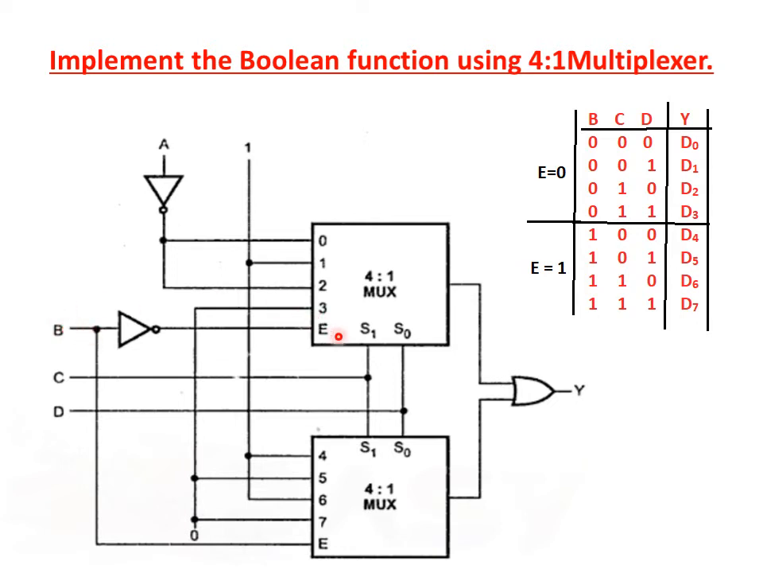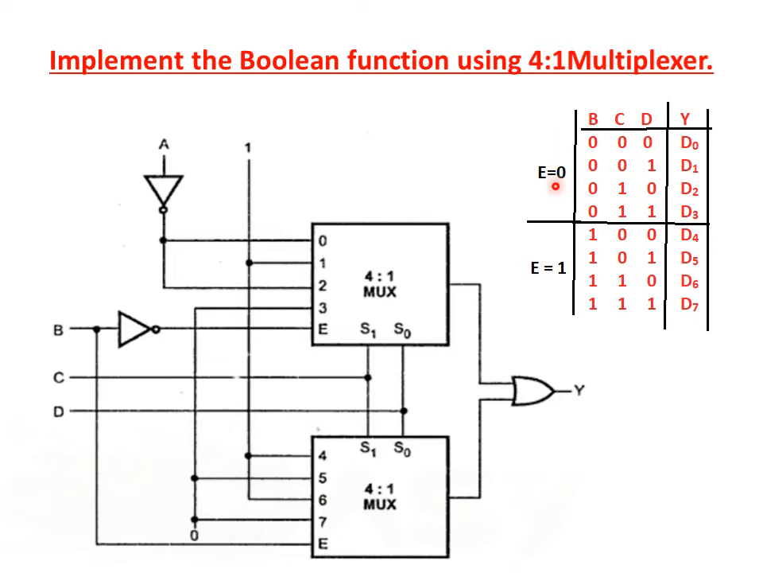So this is multiplexer 1 and this is multiplexer 2. Multiplexer 1 is activated when enable is 0, and multiplexer 2 is activated when enable is 1. And we are applying all the inputs to the corresponding multiplexer inputs. So 1 is applied to 1, 4 and 5, and A is applied to 0, 2, and 0 is applied to 3, 5 and 7.